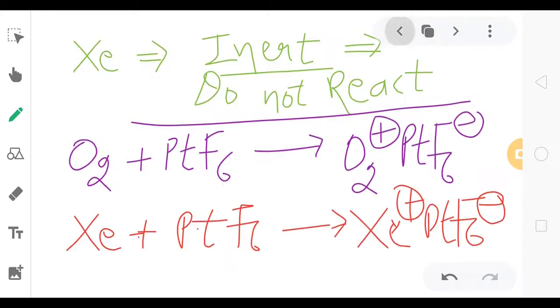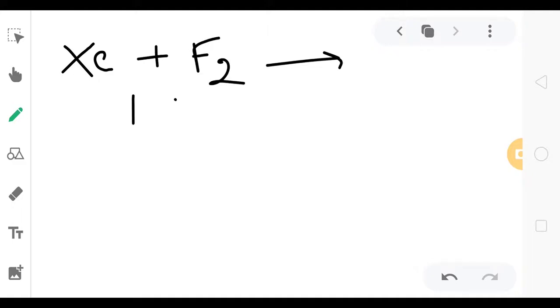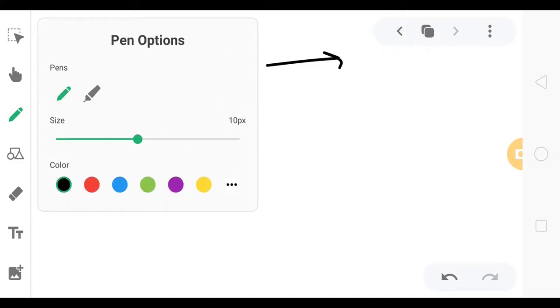A similar kind of reaction: you will get the similar product if you have xenon and fluorine in a 1:1 composition, but now you apply an electric discharge.